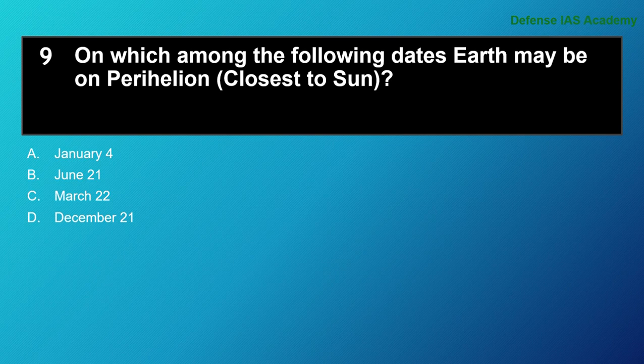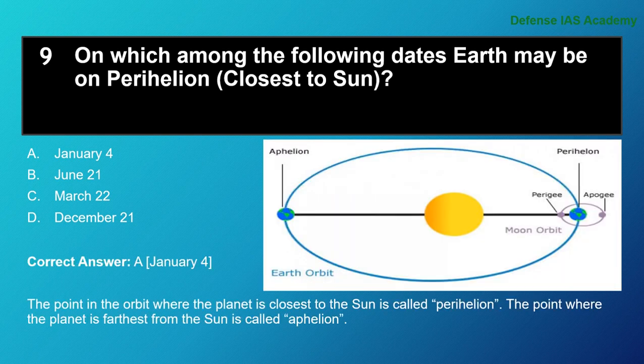On which among the following dates Earth may be on perihelion, that is closest to Sun? Another terminology to keep in mind is aphelion, where the Earth is far away from the Sun. So the answer to perihelion is option A, January 4. That is the date on which the Earth is very closest to the Sun.